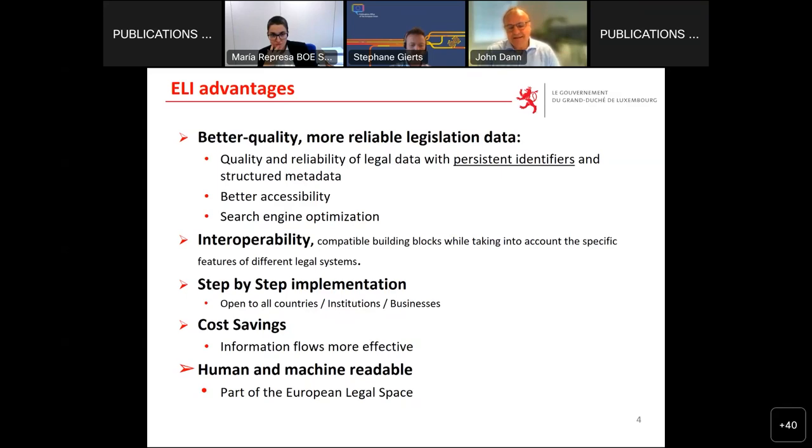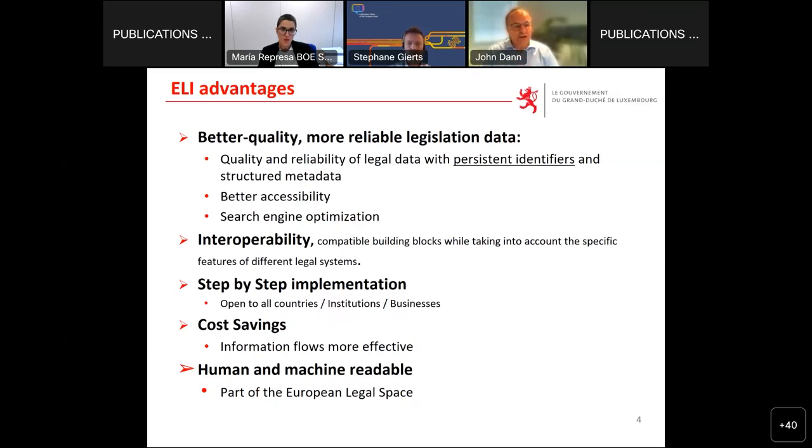And I think this is the foundation of ELI, is really this subject where you can all talk more or less the same language when you publish legislation. The step-by-step implementation, I think we will see it later on, is something which is important, because we all have legacy systems. So how can we build on top of them?